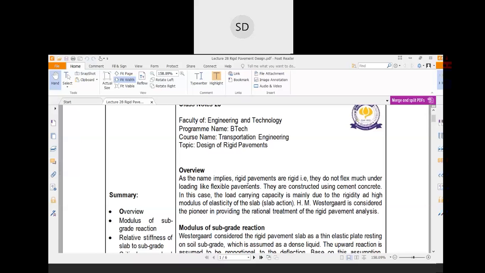In the rigid pavement there are different parameters, and in this case the load carrying capacity is mainly due to the high rigidity or high modulus of elasticity of the slab, and that is called slab action. HM Westergaard is considered the pioneer in providing the rational treatment of the rigid pavement. So in the rigid pavement design, we will use different formulas which are together termed as Westergaard equations.